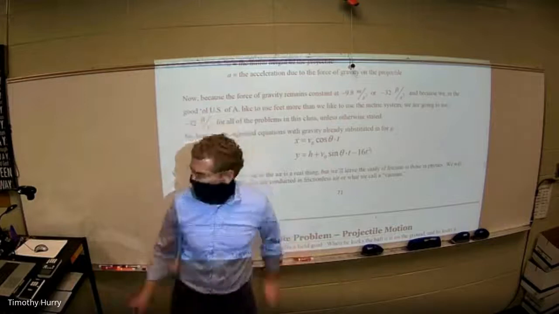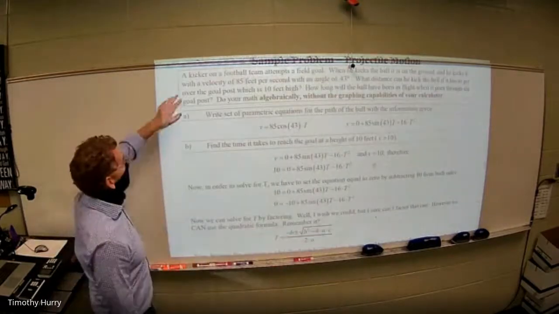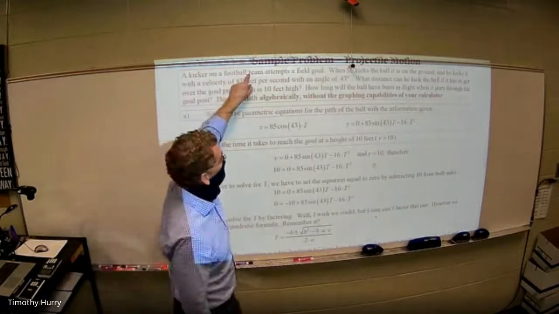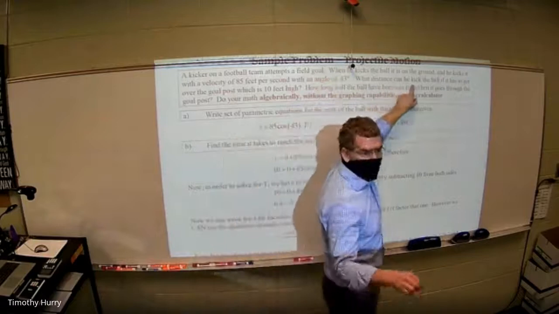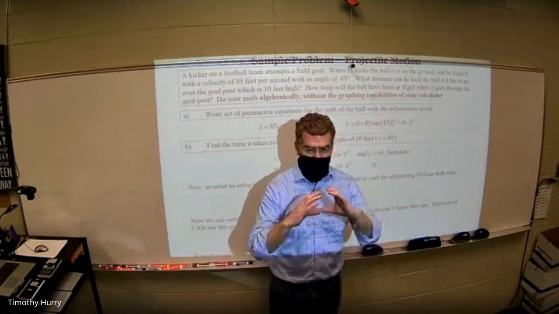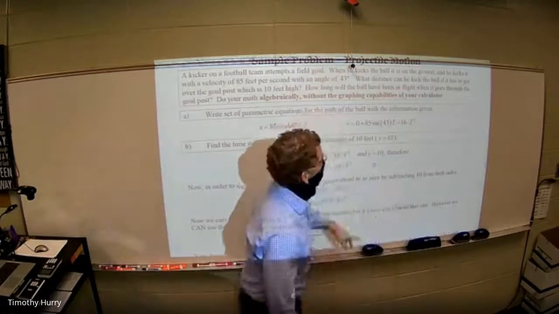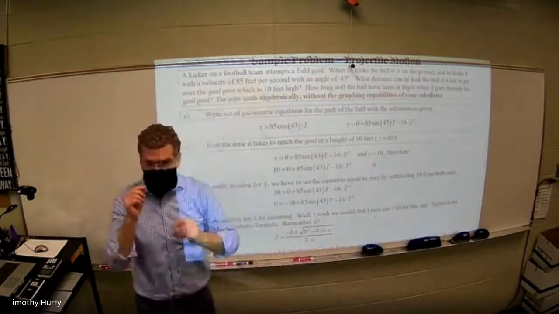So let's just talk about one of these examples. And I think a lot of people learn better from that anyway. So according to this, you got a kicker on a football team. He's trying to kick a field goal, right? So when he kicks the ball, it is currently located on the ground. So that means my initial height is 0. So I have a 0 for h. He kicks it with a velocity of 85 feet per second. So what is that?